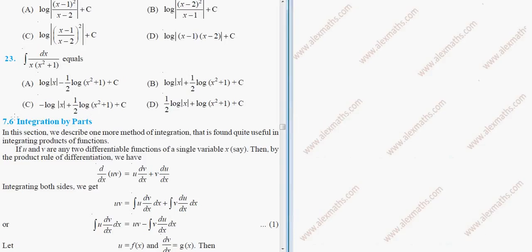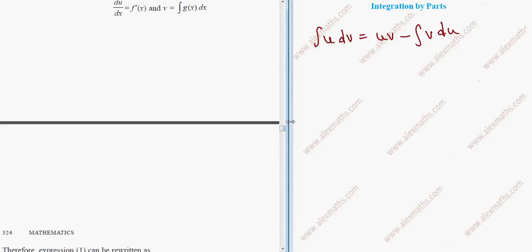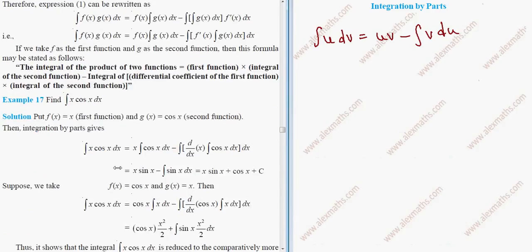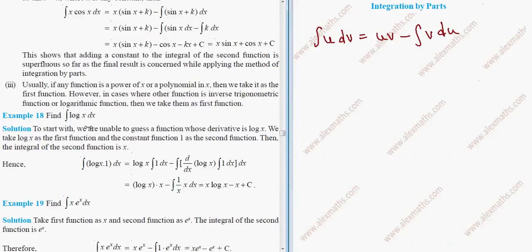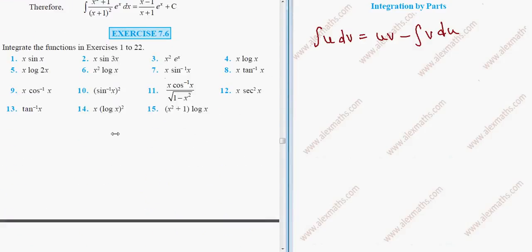Next method is integration by parts. So in integration by parts, you will have two different functions. You should know how to choose which is u and which is dv. I'll show you here. So the formula is integral u dv equal to uv minus integral v du. Suppose a question has two terms, first choose which is u and dv. I will show you some problem from the exercise.